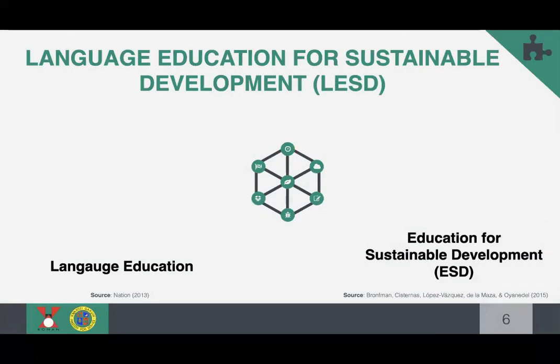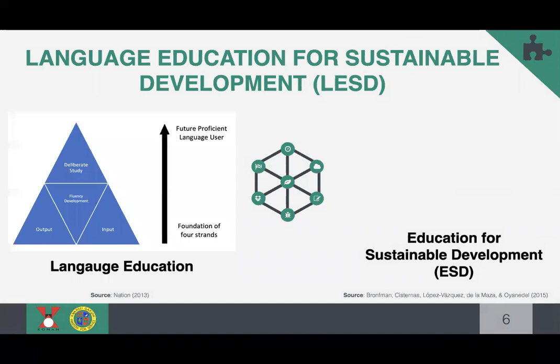So what is language education for sustainable development? What we're essentially doing is we're taking the best of language education. As you can see on the left-hand side here, this is taken from Nation, the 4 fundamental strands of language education, right? Input, output, fluency development and deliberate study. And essentially what we want out of language education right now, the main goal, is to get students to be proficient language learners at some future point.